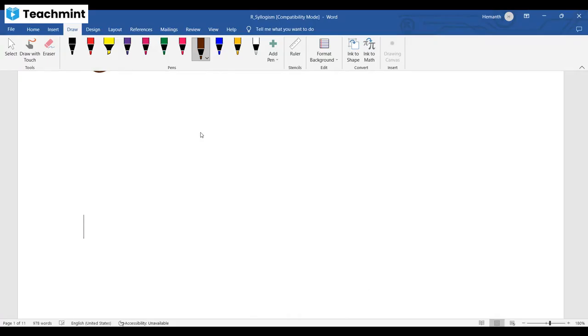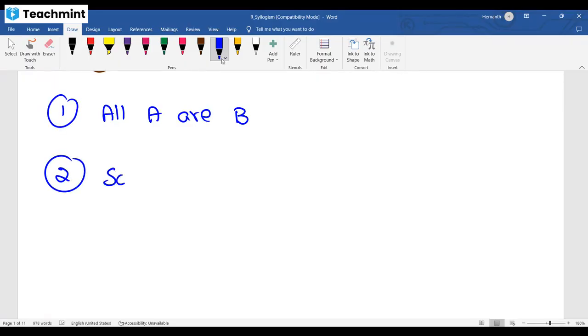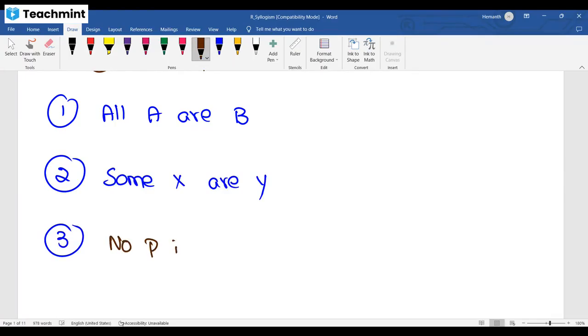But before going to the questions, sir, you said some statements, right? What are the types of statements here? You said some statements. What does that mean? See, the format of statements is like this. All A are B is one type of statement. Some X are Y is one type of statement. All A are B, some X are Y. No P is Q. No P is Q. These are the different types of statements.